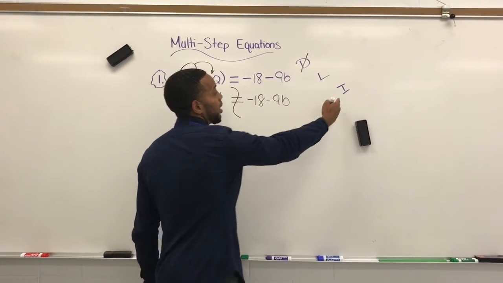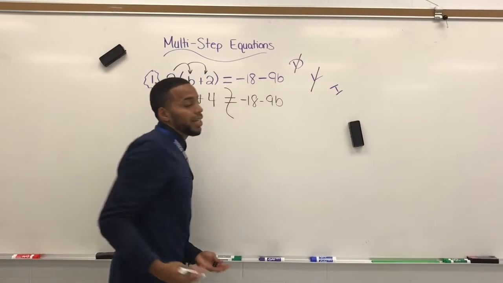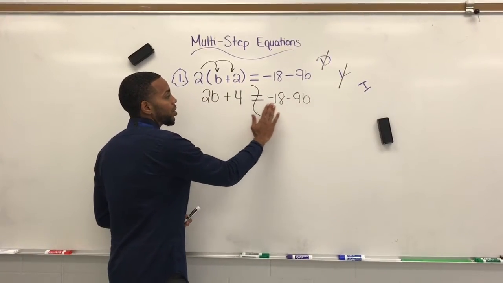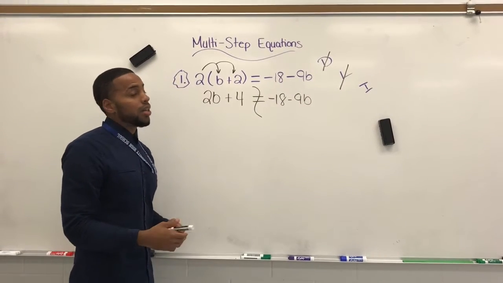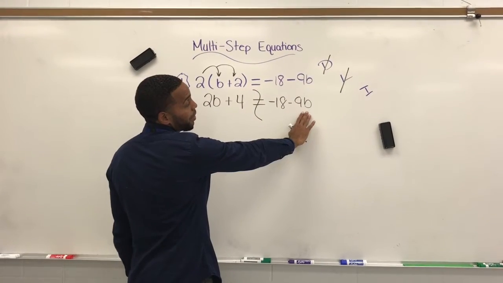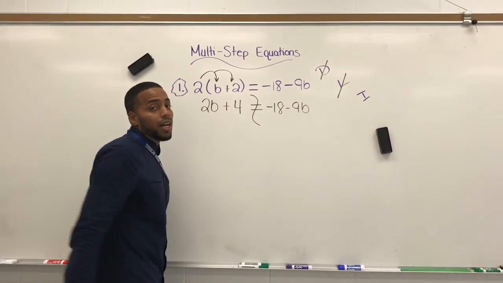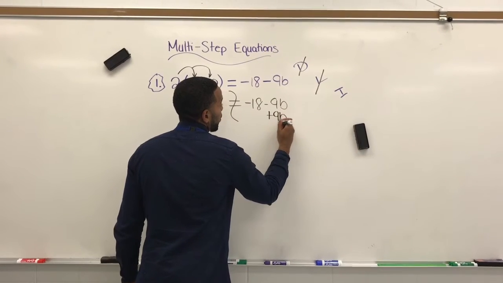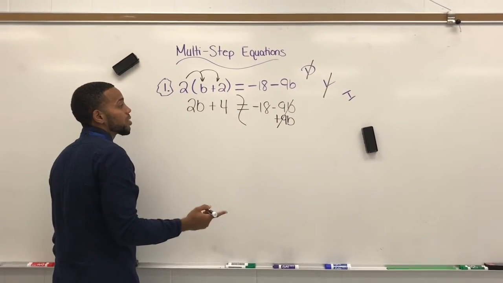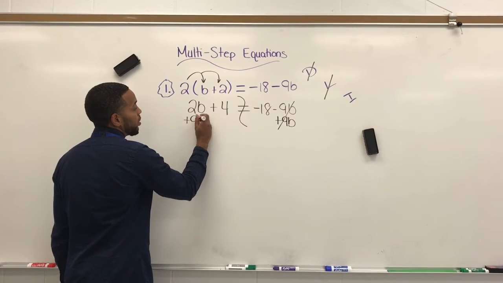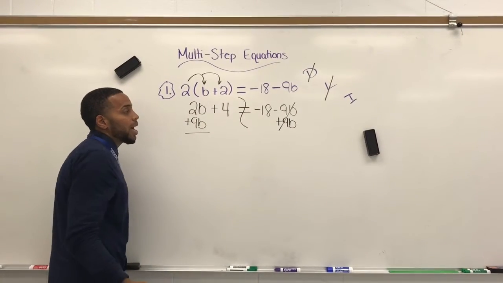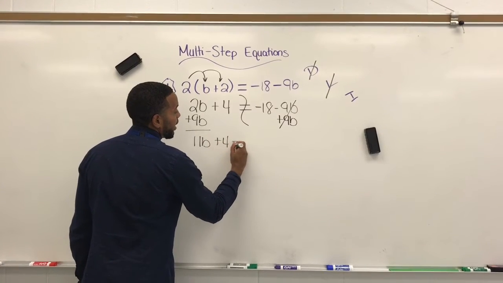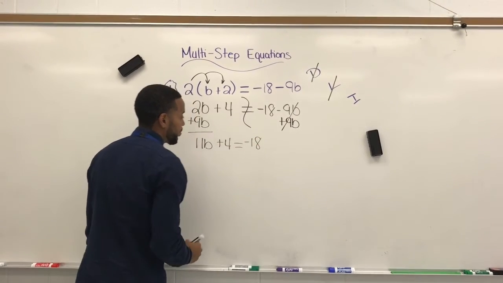Now we apply the inverse. And inverse means opposite. When applying the inverse, we choose any of the 4 terms and apply its opposite. I'm going to choose negative 9b. The inverse of negative 9 is positive 9. So I write it below. What we do on one side, we apply to the other. And we now have 11b plus 4 is negative 18.